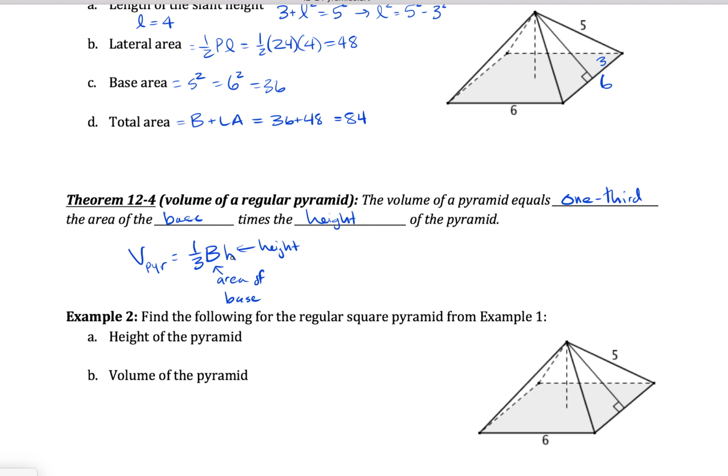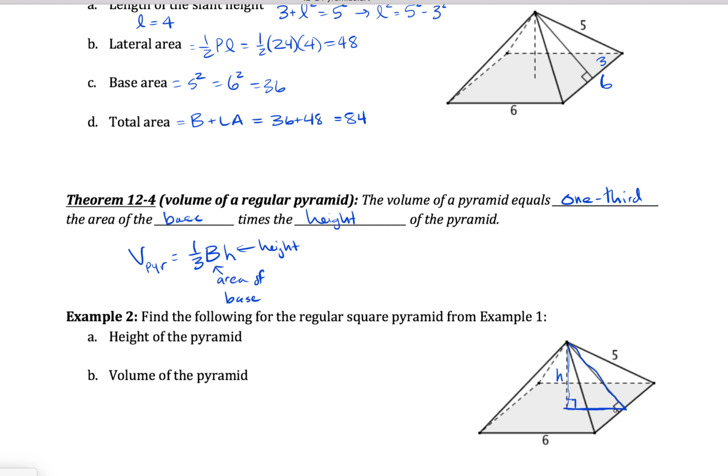So let's put that to work a little bit. So it's the same pyramid. I just kind of moved it down here. Let's find, first of all, its height. So that would be this measurement right there. Well, we know that this altitude is going to be perpendicular to the base. So if we connect where that altitude comes down to an edge, you'll notice that what we have here is a right triangle, right?